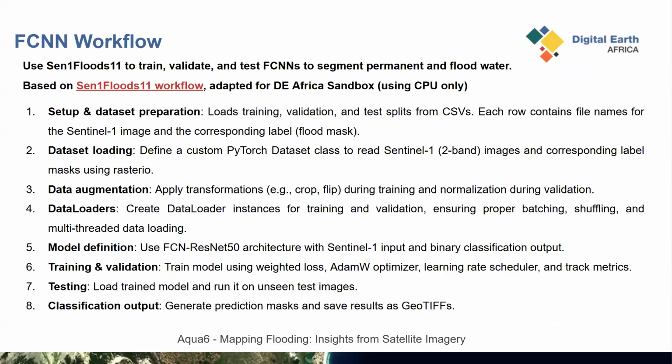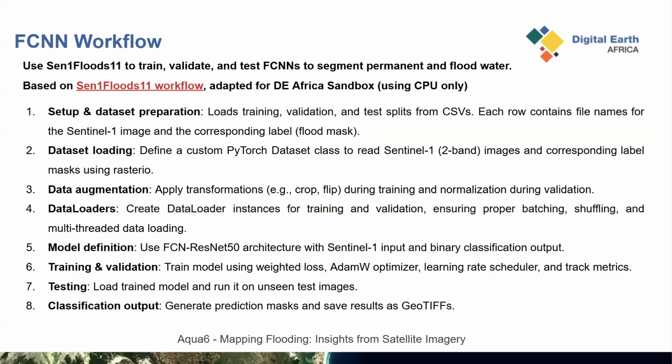For the workflow, we did not just come up with something completely new. There is a workflow that the Sen1Floods11 team suggests, but obviously that workflow is not easily translatable into the Digital Earth Africa platform. It took a lot of work to translate it into something remotely similar that could actually run within Digital Earth Africa with the limited computing resources.